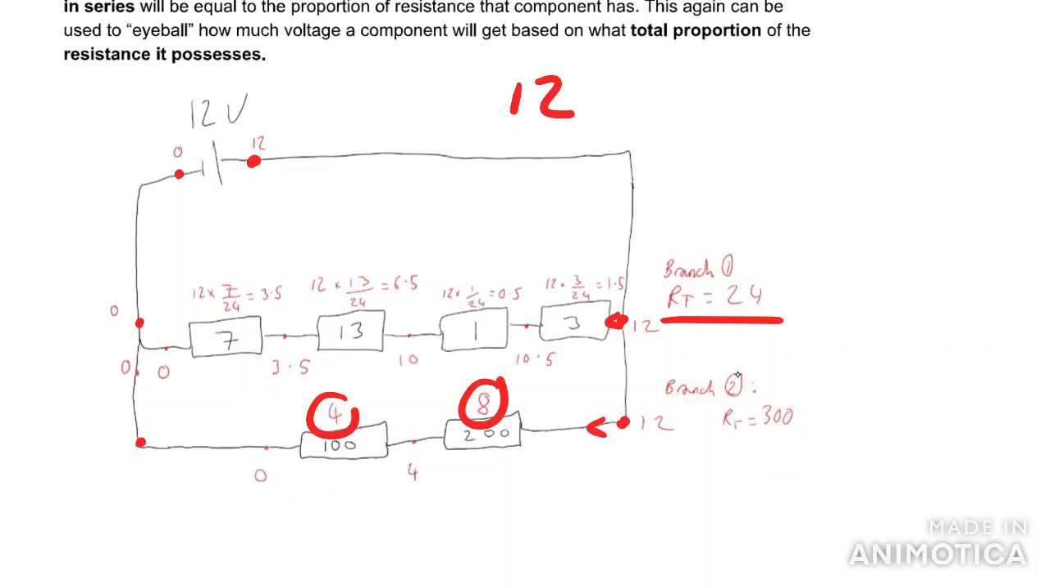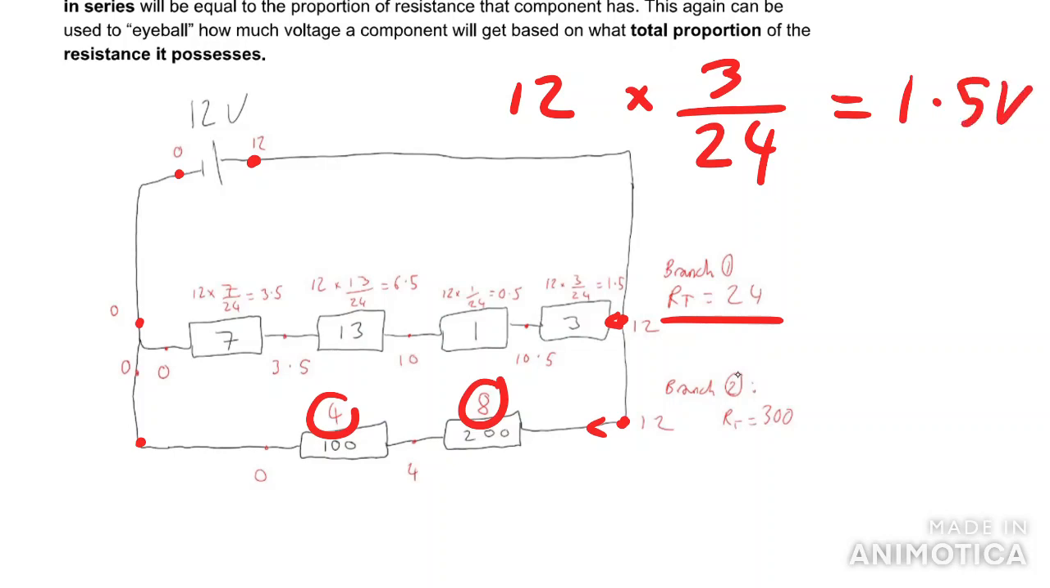And then how much does each resistor get? Well, it's just the share of that, given by however much of the resistance the branch has. So this first one, for example, has a resistance of 3, and we know the total resistance is 24. So it gets 1.5 volts. And you can see I can do the same thing all the way down, and we get an idea of how many volts each component gets.